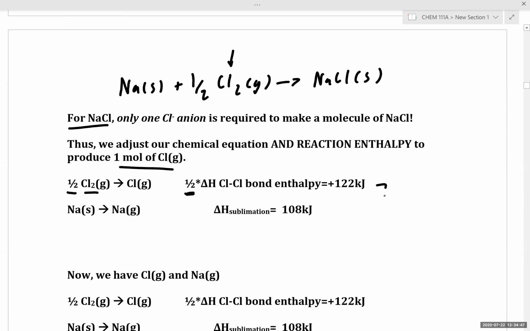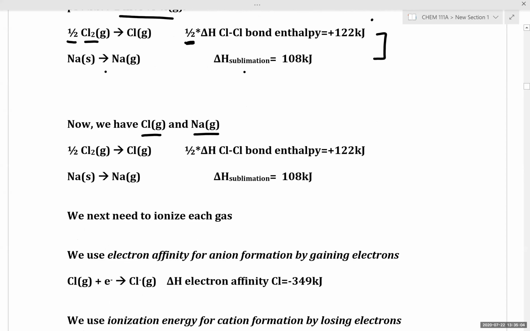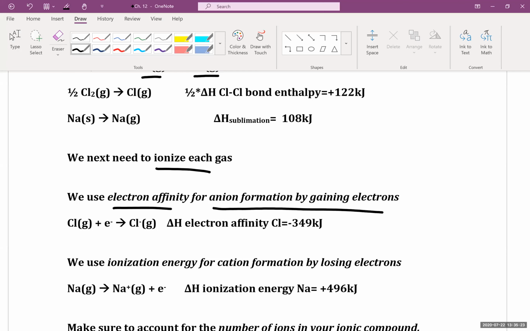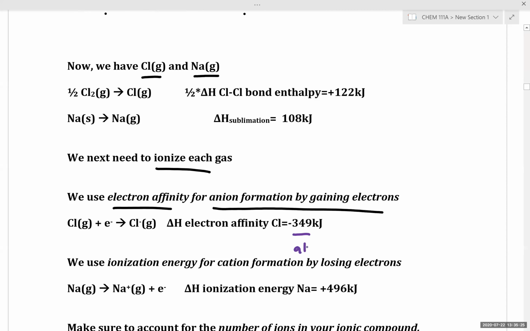Perfect. Now at this stage, after using the enthalpy of sublimation for sodium and the bond enthalpy for chlorine, we have chlorine gas and sodium atoms in the gas phase. So we have both of our atoms in the gas phase. Now we need to ionize each gas. We need to generate the ions that we're going to combine to make our ionic compound. So we use the electron affinity for anion formation by gaining electrons. And just to make sure we're clear, this electron affinity is per atom.